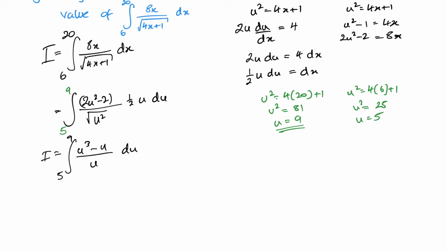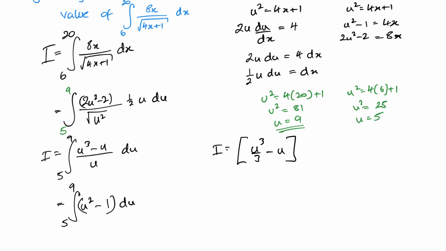Now, you should be able to see that we can also sort this out a little bit because we're dividing by just u. So this gives me u squared minus 1 du. Nice, easy integration. So I'm just going to move over a little bit. So let's integrate this. U cubed over 3 minus u, and this is between 9 and 5.